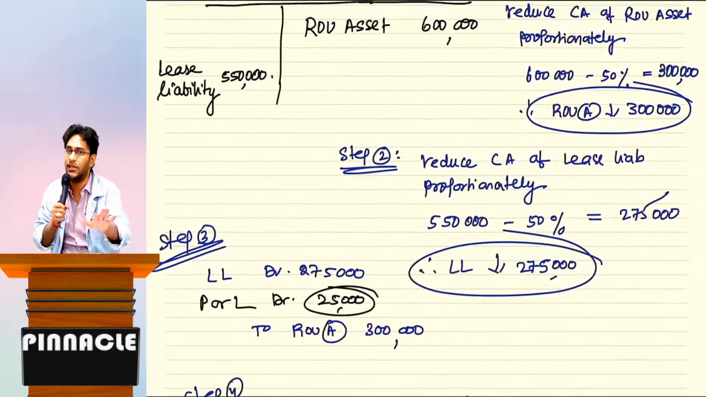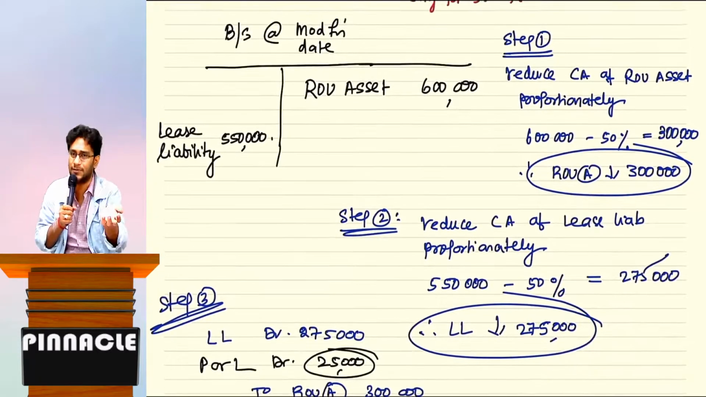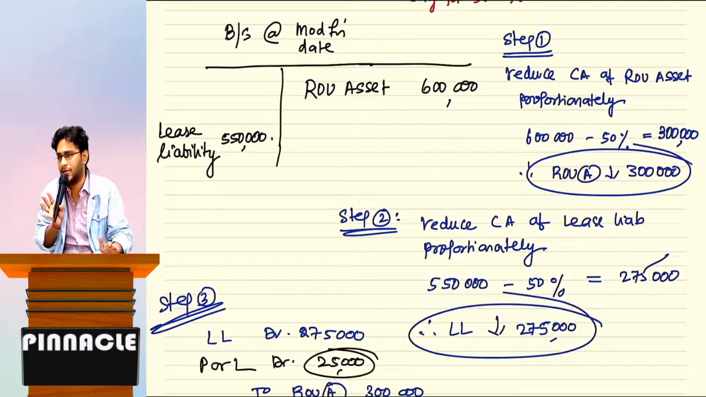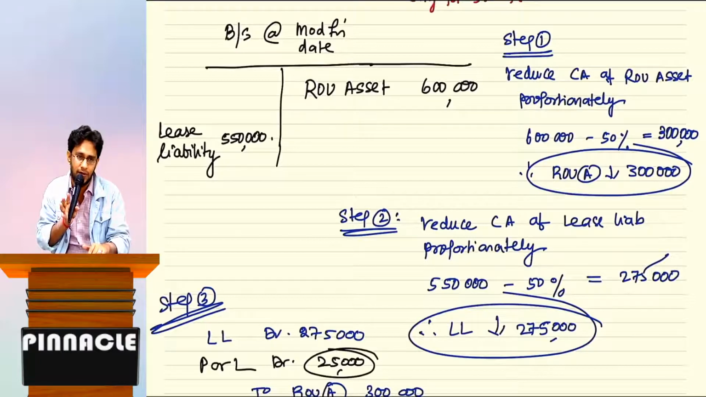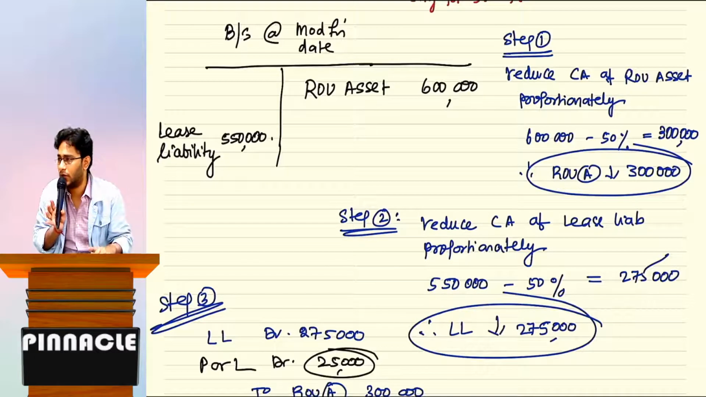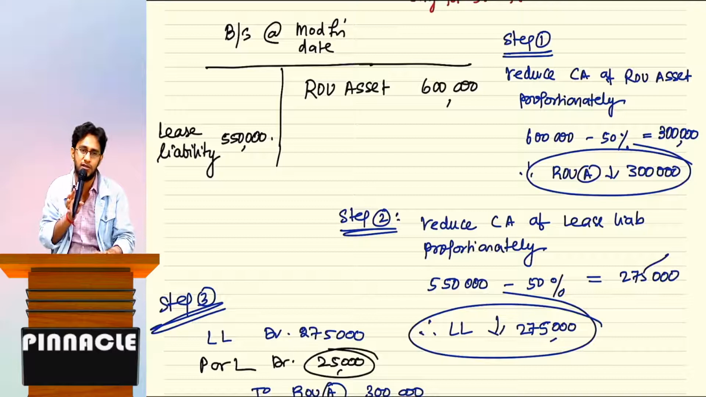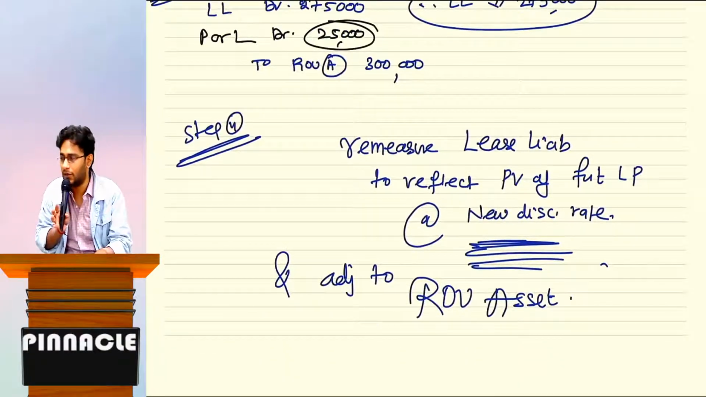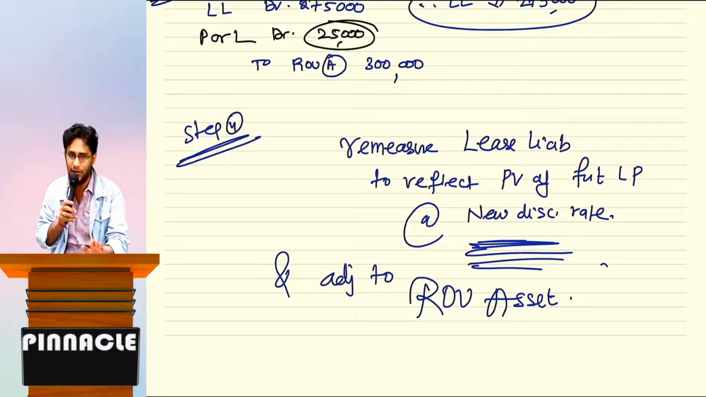If it is not a decrease in scope, and if it is not case 1 where I can treat it as a separate lease contract, then you simply remeasure the lease liability at the new discounting rate and adjust correspondingly to the ROU asset. That's all. This is modification accounting. The prima facie difference between modification and reassessment you should know.